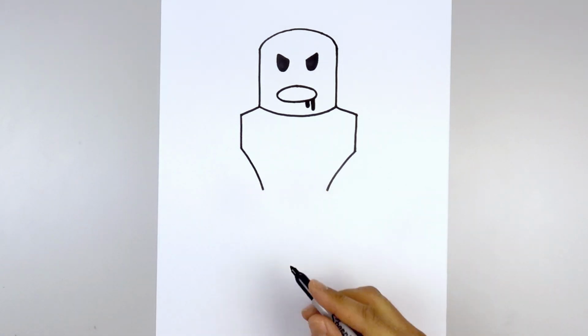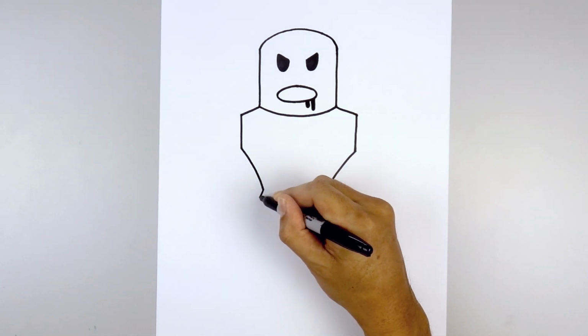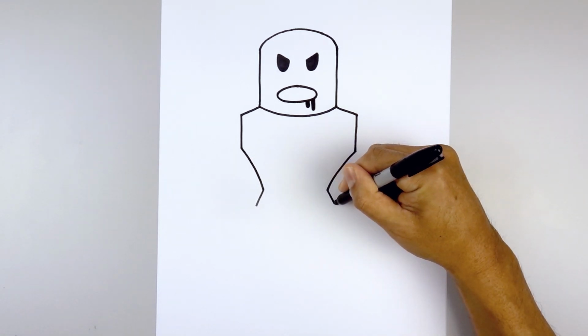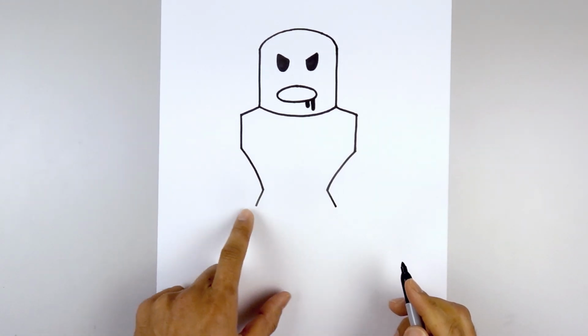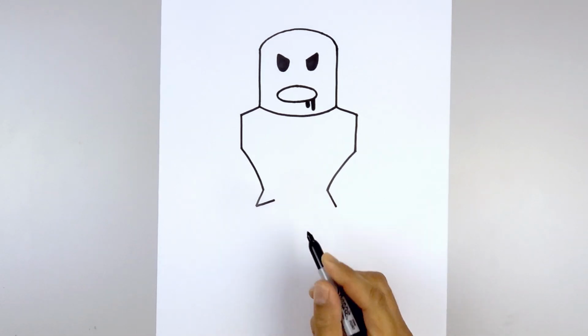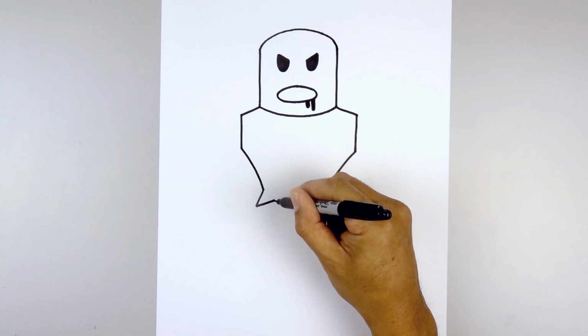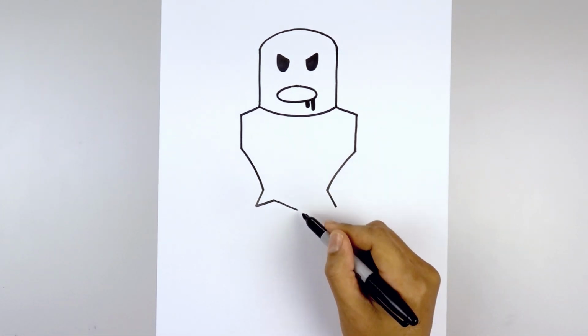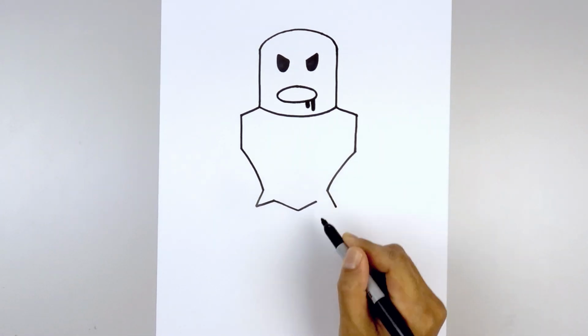Now we're going to draw on the bottom of the shirt. From the ends, we're going to angle down and out. Now we're going to connect these ends with a zigzag going across. So let's start on the left side. We're going to go up and in. And come down with a straight line towards the middle. And then we'll work our way back up towards the right side.